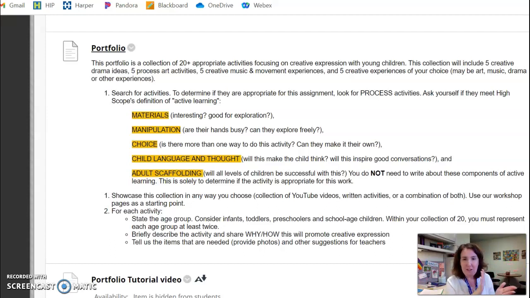So really think about choice. How can we build choice into these activities? If we can't meet these 5 yellow things, it shouldn't be in the portfolio. You've really got to get picky here. Child language and thought: what are they saying while they're doing this activity? What are they thinking about while they're doing this activity? How are you provoking that thought? And then the fifth is you. What are you doing during the activity to scaffold or support them?